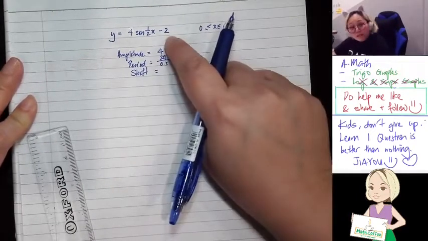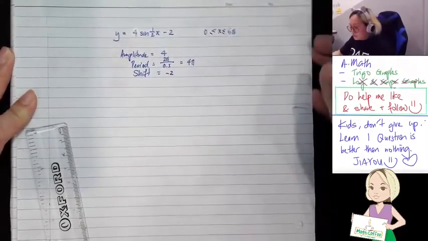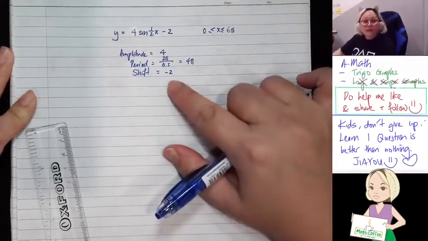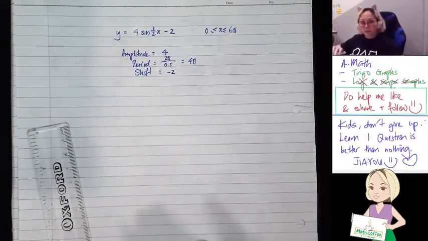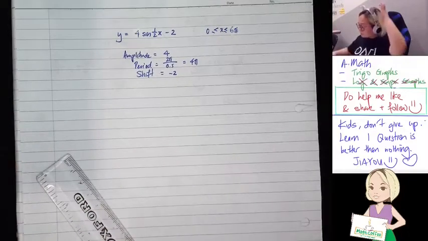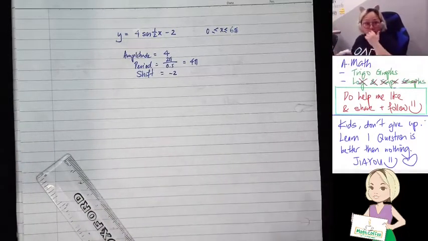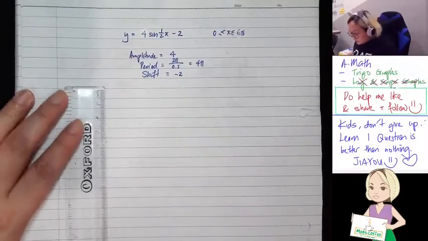Our shift is -2. So don't get a shock about why it's negative 2. It means that your graph is shifted down by 2. So all you need to do now is plot. Again, I'm going to use pen, but you should use pencil. So let's do it.